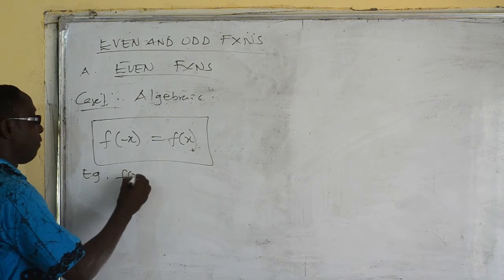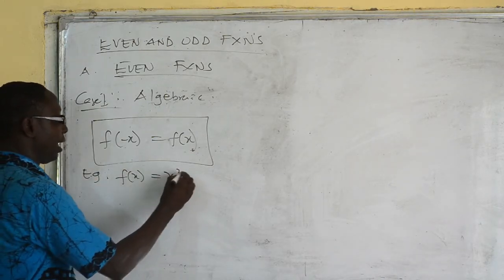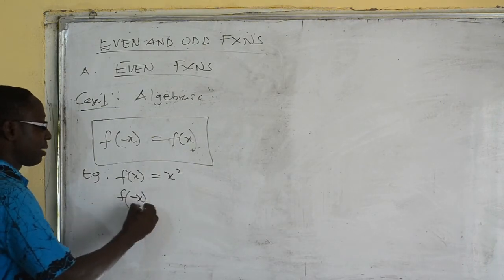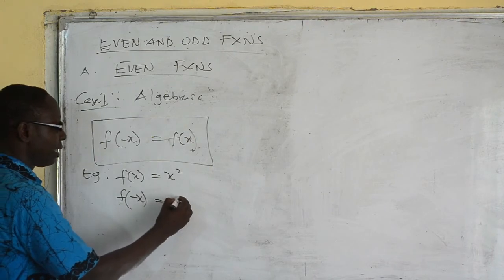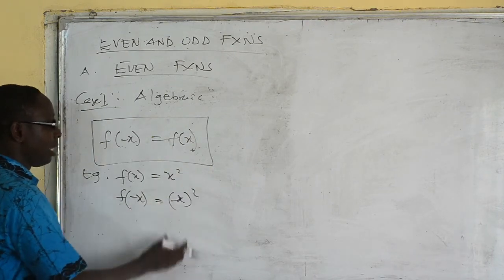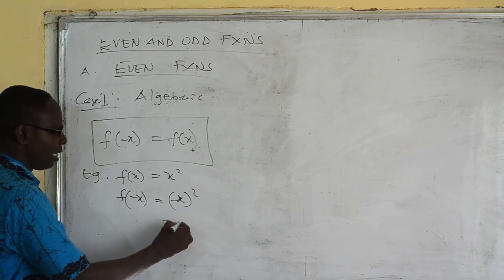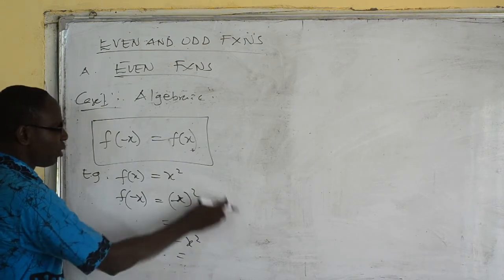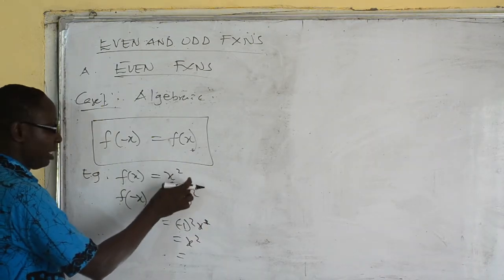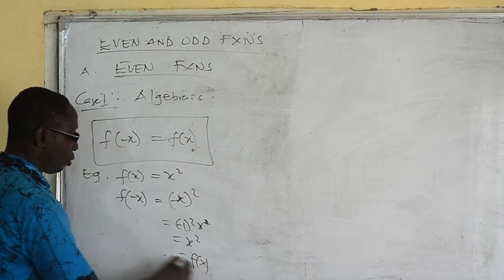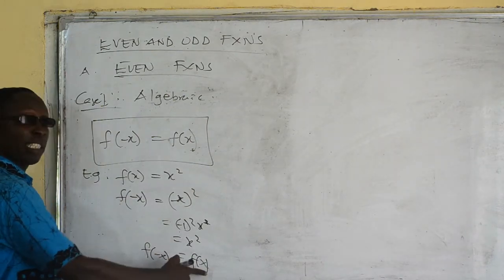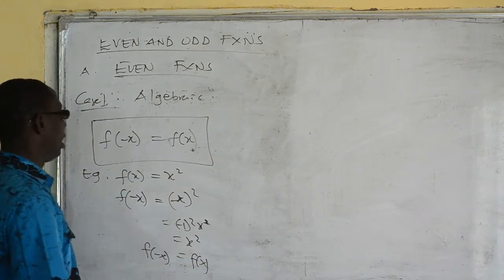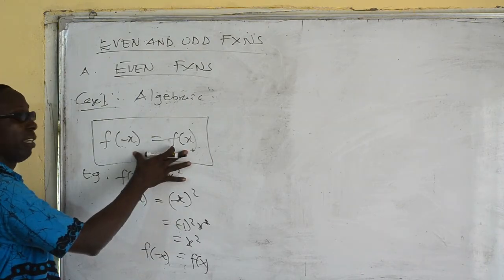If I give you the function f of x is equal to, let's say, x squared, and I want to test whether it is even, I replace x by negative x. The square is on this. Now let's simplify. This is the same as negative 1 squared times x squared, which gives me x squared. X squared is the same as the original function f of x. So we can see that f of negative x is the same as f of x, which means this is an even function. That is what we mean by the algebraic formula for an even function.